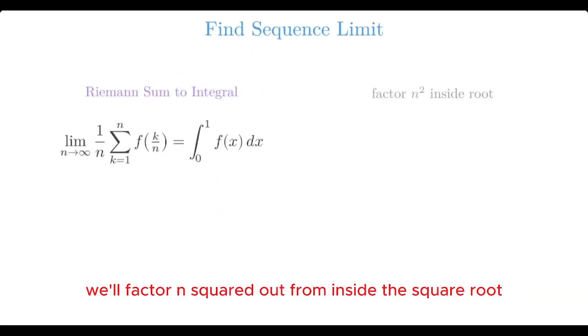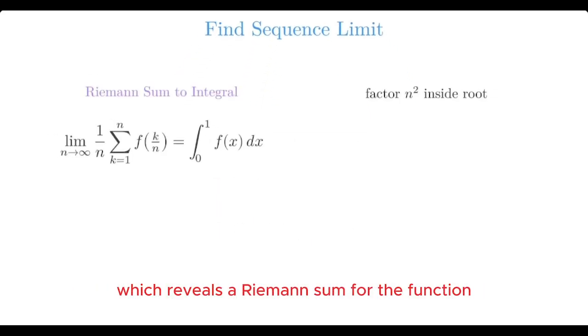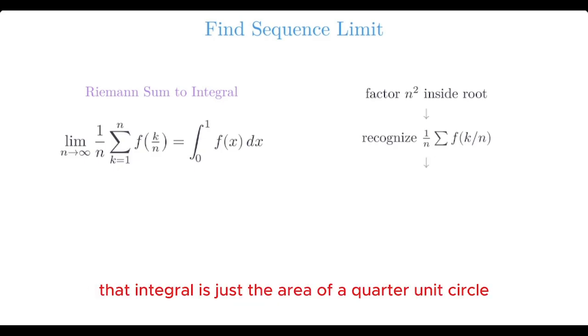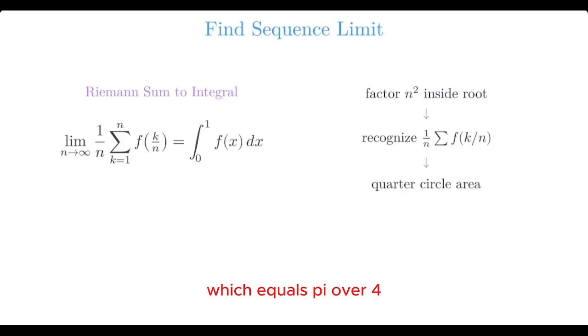We'll factor n squared out from inside the square root, which reveals a Riemann sum for the function square root of 1 minus x squared. That integral is just the area of a quarter unit circle, which equals pi over 4. Let's work through it on the diagram.